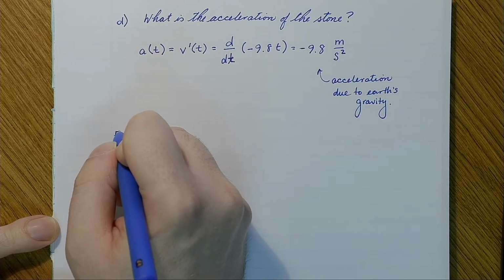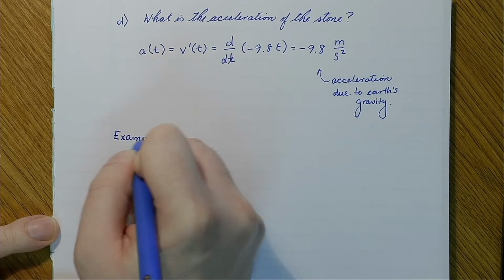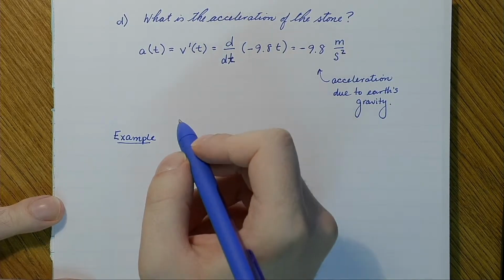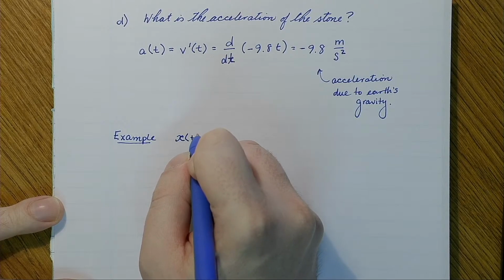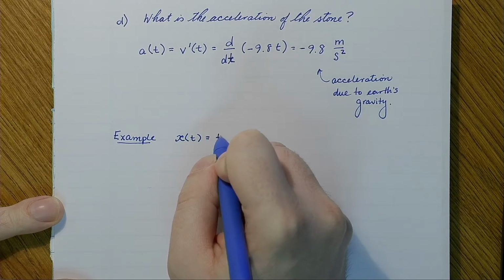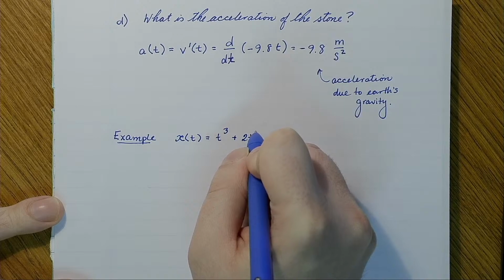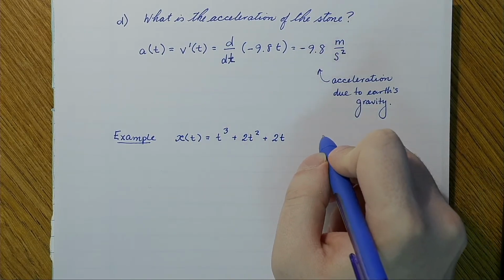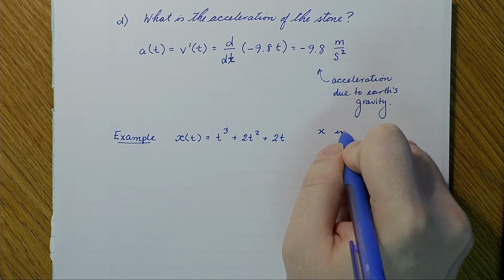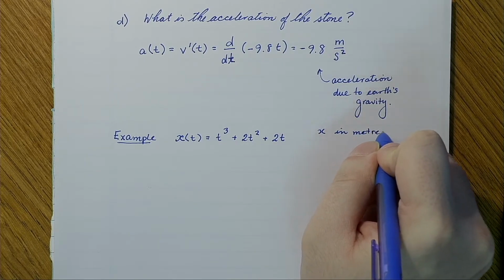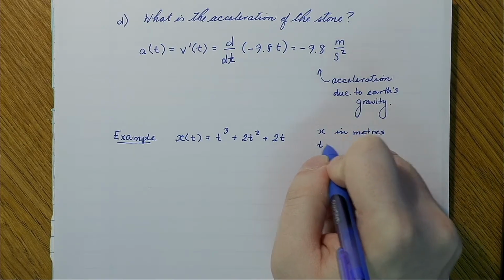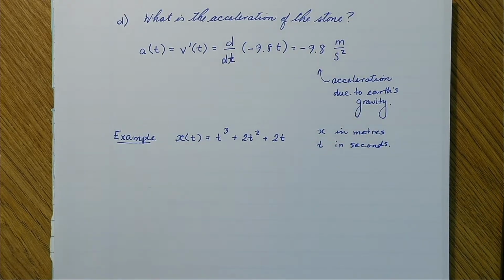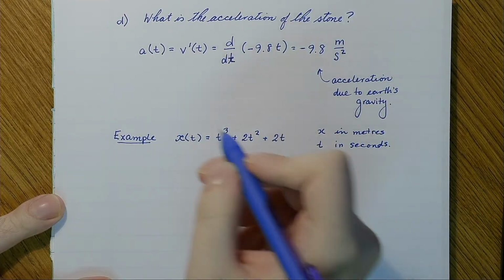Let's do maybe another example. So let's say that the position function of a particle follows the position function t cubed plus 2t squared plus 2t, and that x is in meters and t is in seconds. So this is a particle moving.